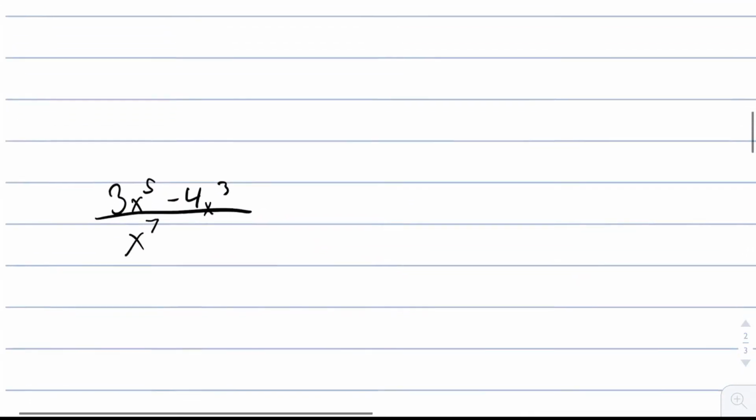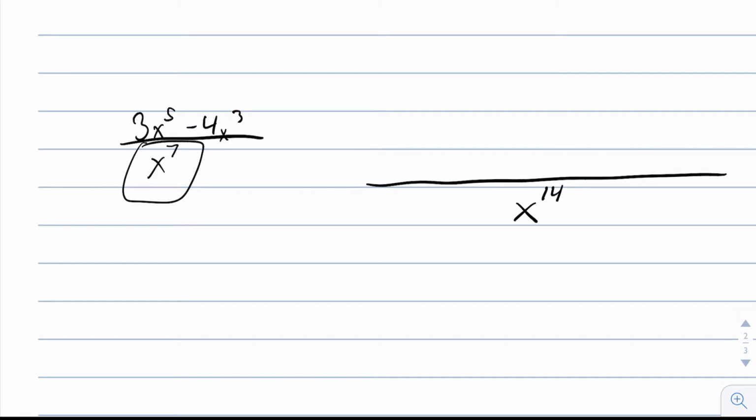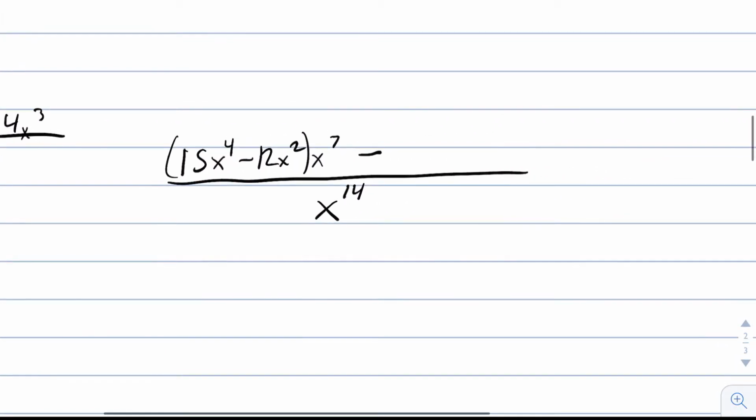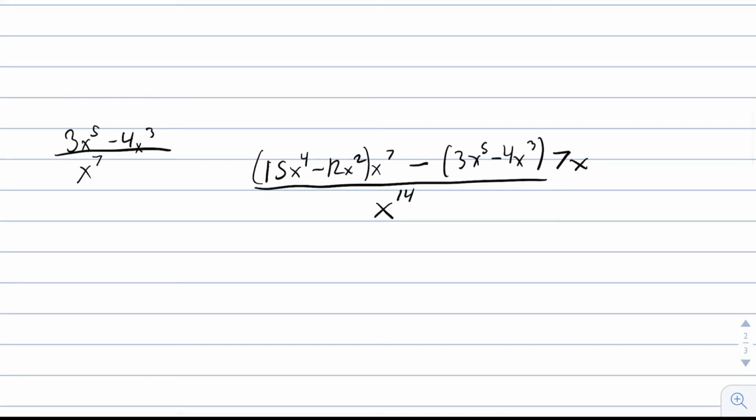And the last example I'm going to do today is this one right here. Well, all right, let's take care of the bottom one first. So that's just x to the 7th, square that, you get x to the 14th. And now, let's see, derivative at the top, that's 15x to the 4th minus 12x squared times x to the 7th. Now we got a minus 3x to the 5th minus 4x to the 3rd, and now times the derivative of x to the 7th, 7x to the 6th.